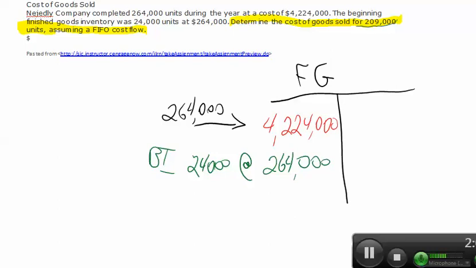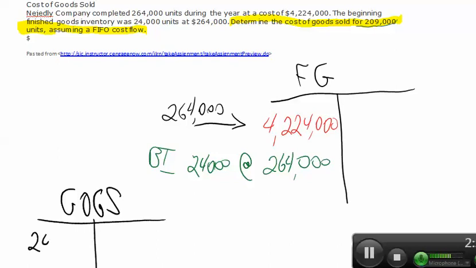Now we need to determine what the cost of the units that were sold were, and the first ones we sold would be the beginning inventory. So that's going to go down here. I'm going to draw another T account, and this is going to be my cost of goods sold. We're going to add $264,000 down here that comes from the finished goods. That's the first batch that went out. Then we're going to be selling some of the units that were manufactured during the period to match the total number of units sold.